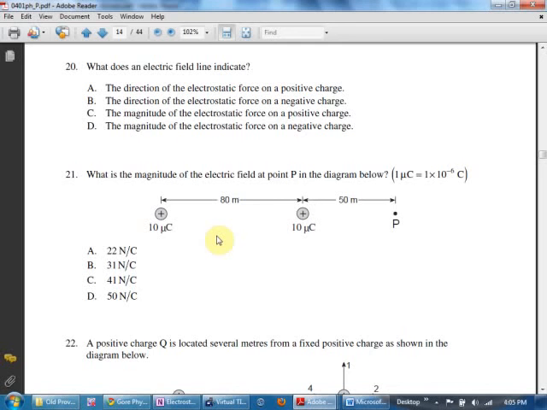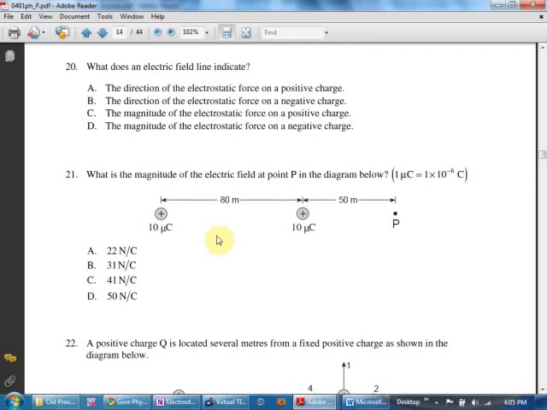Miguel. A, because how did we figure out the direction of the electric field? What did we ask? Which way would a positive want to move if it could? That's really our way of saying, what way is the force on a positive charge, right? Number 21, there's the two charges, find the net electric field. You've seen that a gazillion times.